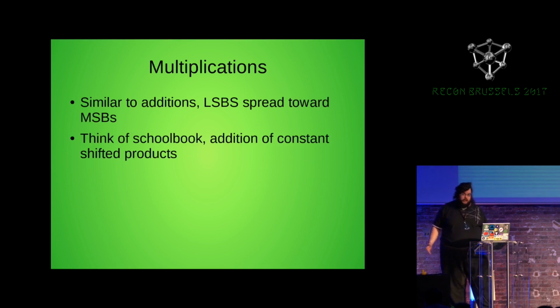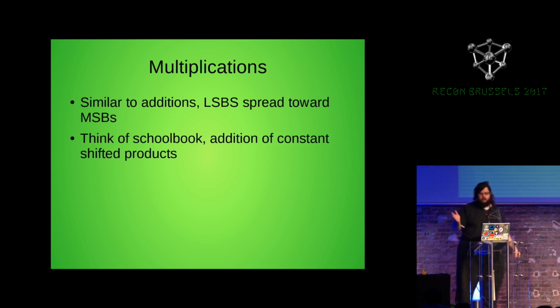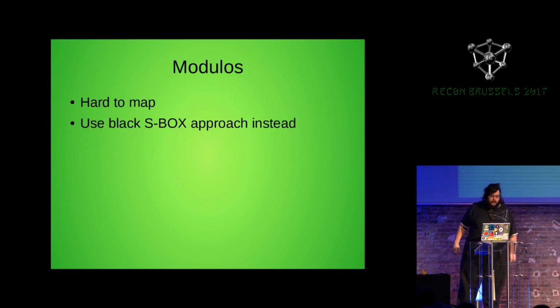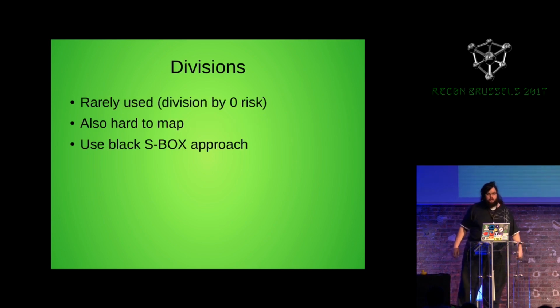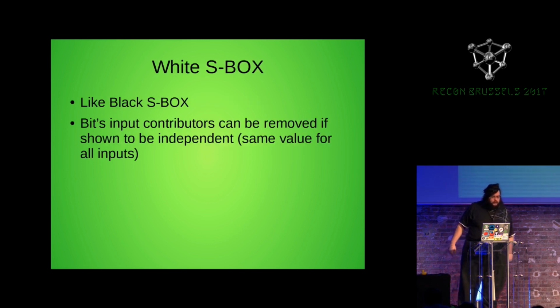Multiplications, still the same, we propagate from right to left as we used to do in school. Modulos are a lot harder to map, so for now we have to use a black S-box. So are divisions. Fortunately, you will not see many modulos and many divisions, and most of the modulos you will see are modulos by powers of 2, which you can convert instead to a bitwise AND.